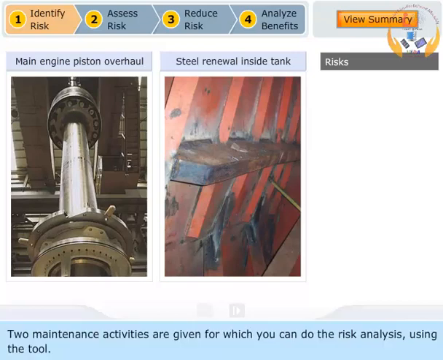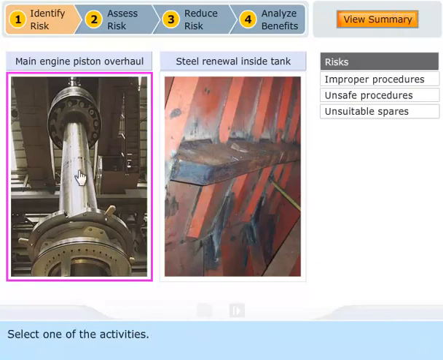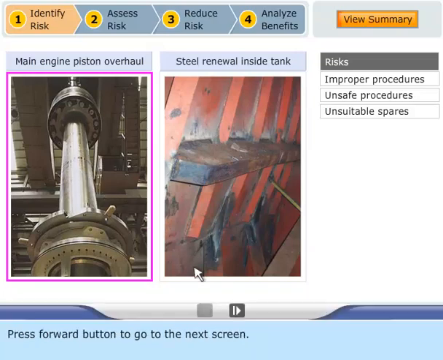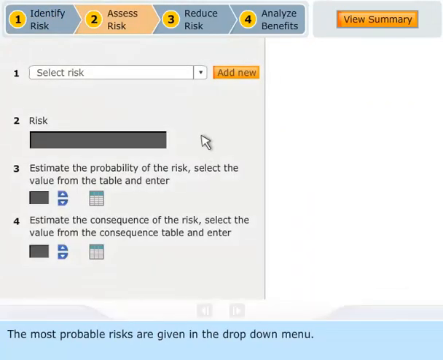Two maintenance activities are given, for which you can do the risk analysis using the tool. Select one of the activities. The probable risks are displayed on the right side. Press the forward button to go to the next screen. The most probable risks are given in the drop-down menu.